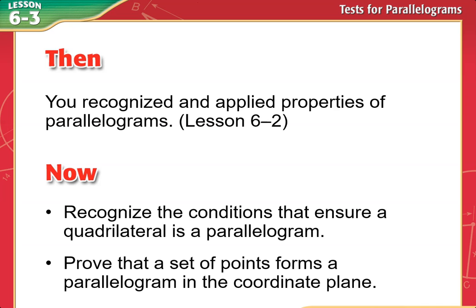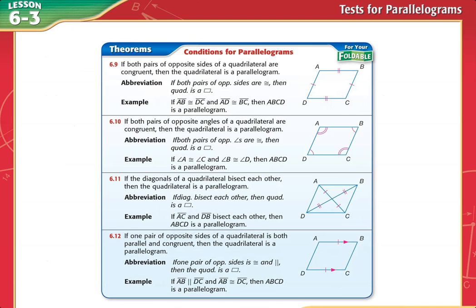And here we go. Here are the conditions for the parallelogram. If both pairs of opposite sides are congruent, then the quadrilateral is a parallelogram. So if we have this side congruent to BC, and this side over here congruent to AB, notice it says opposite sides of a quadrilateral are congruent, then the quadrilateral is a parallelogram. All we have to show is that those lengths are equal.